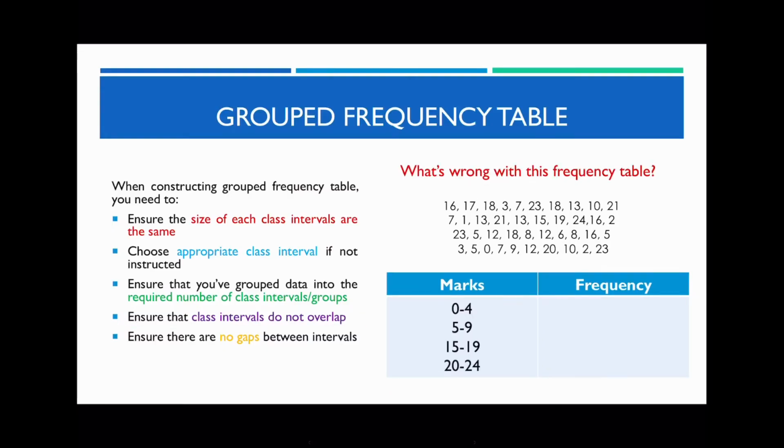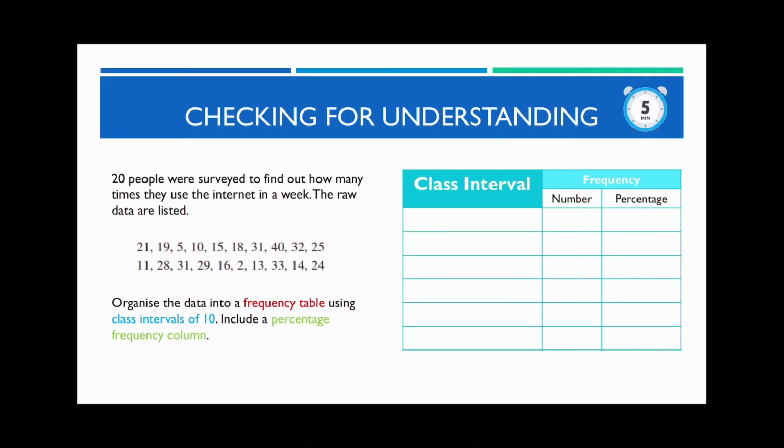And lastly, the error with this particular frequency table is that you're missing the class interval 10 to 14. So we do not skip class intervals at all when we're drawing a frequency table. If there are no values that lie between 10 to 14, hypothetically, then you just put the number 0 as your frequency.